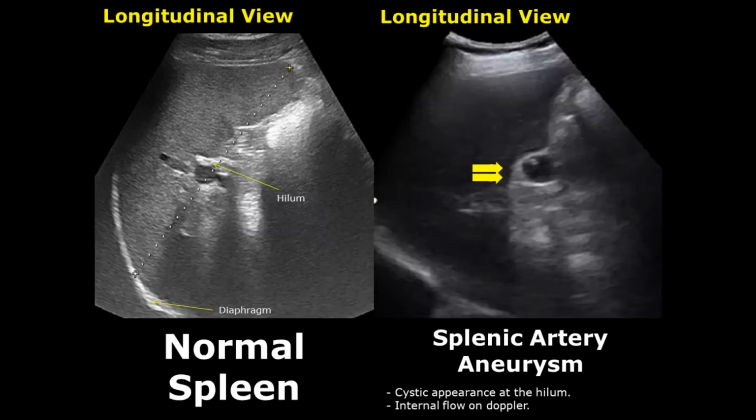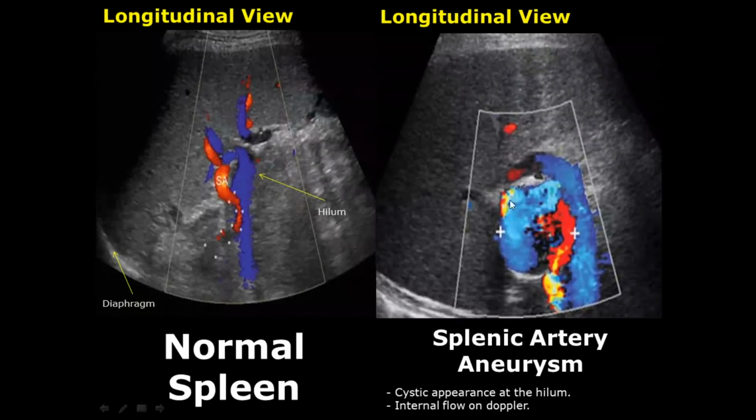Aneurysm of the splenic artery will appear as a cystic structure in the hilum of the spleen. In this image we have applied color Doppler and we can see internal flow in the aneurysm of the splenic artery.